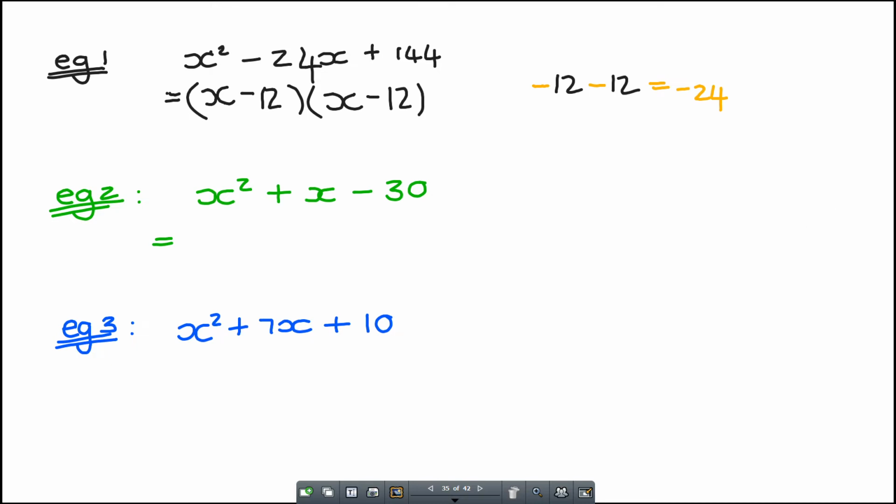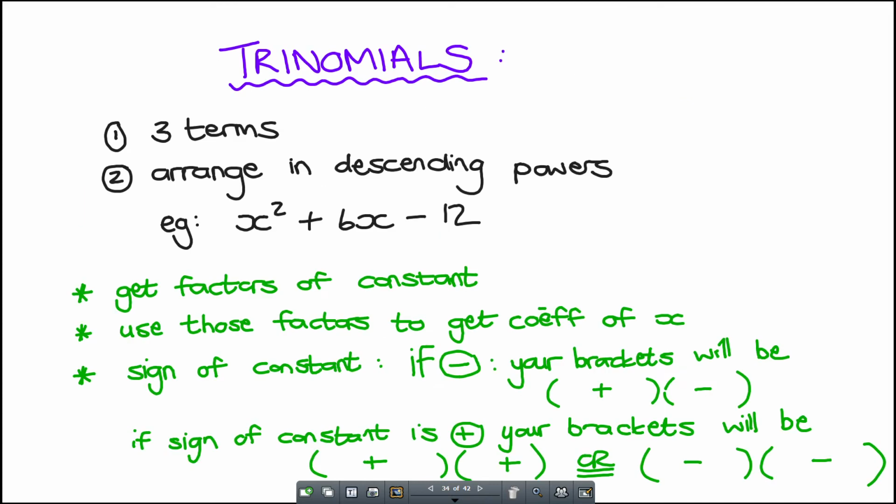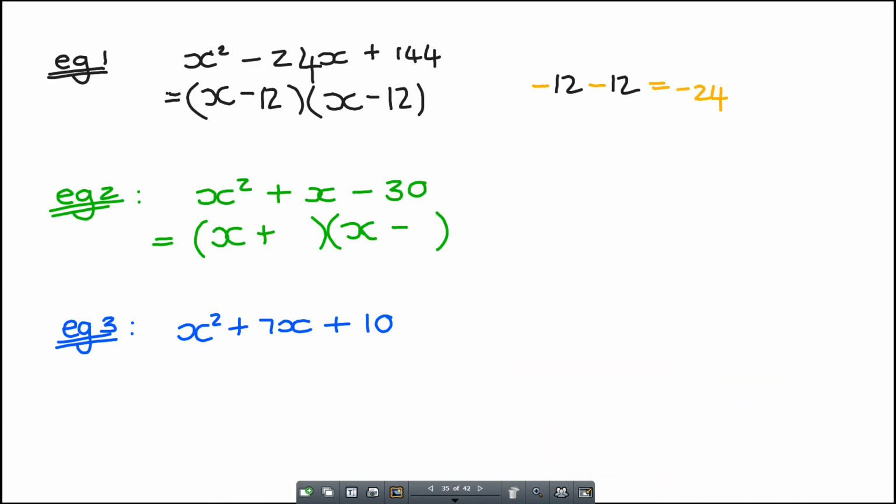Okay, so let's look at example 2. First things first, let's decide on our brackets. Because this is a minus, I know my brackets will have to be x plus something and x minus something. How did I know that? I'm just quickly going to skip back to the previous slide again. My sign was a negative, so it will be plus minus. But it wouldn't be wrong if you said x minus in the first bracket and x plus in the other, because if you switch the 2 around, it doesn't matter, since when we multiply, order doesn't matter.